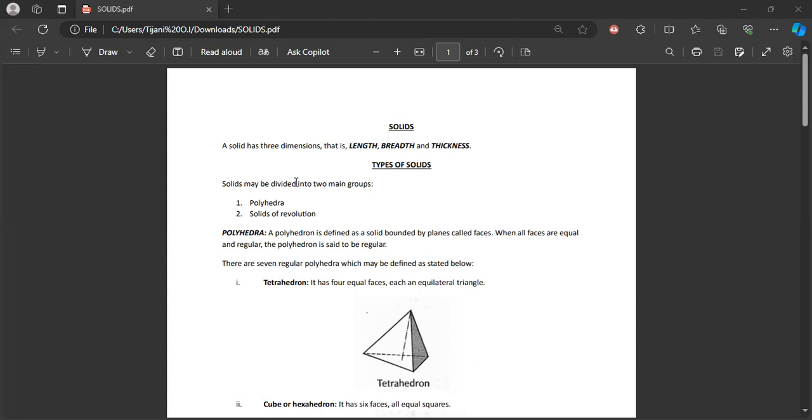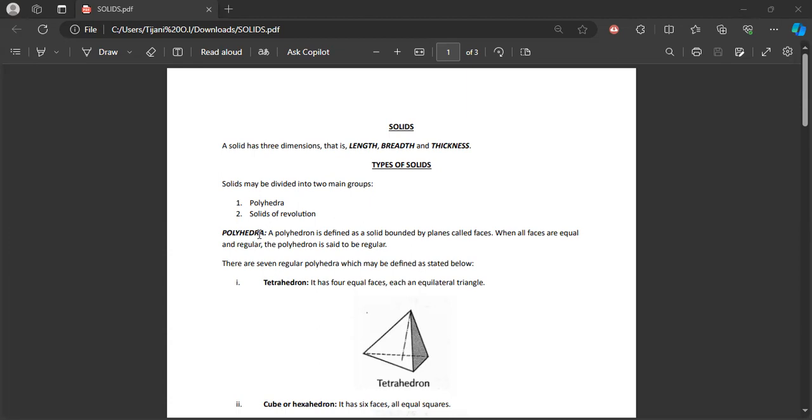As you can see here, solids may be divided into two main groups. We have polyhedra, and then we have solids of revolution. Now let's talk about polyhedra. This particular video is focusing on polyhedra. In another video we look at solids of revolution, but here we are looking at polyhedra.